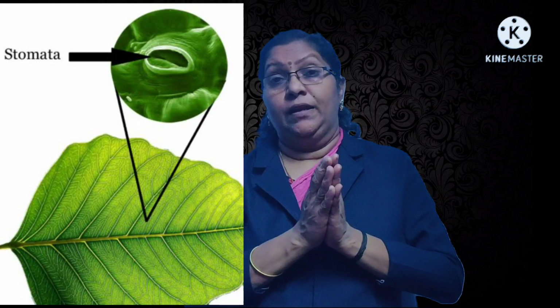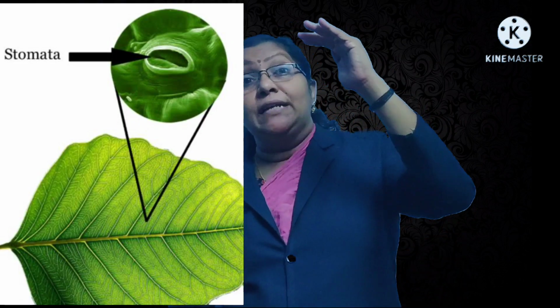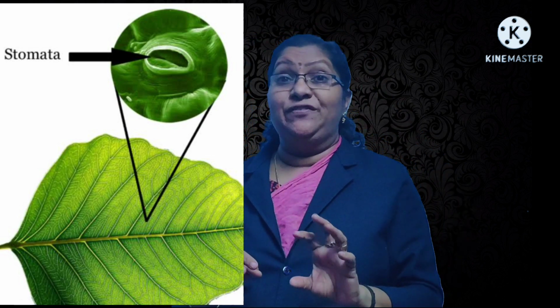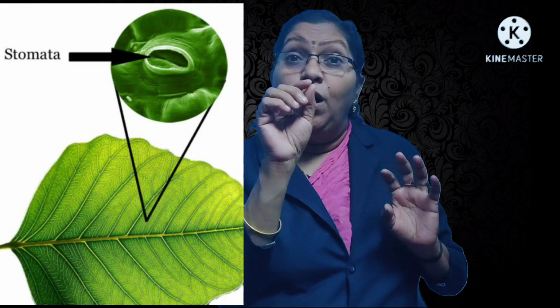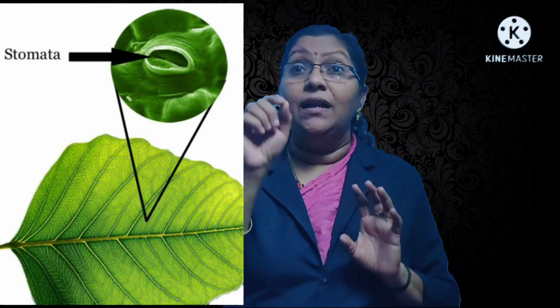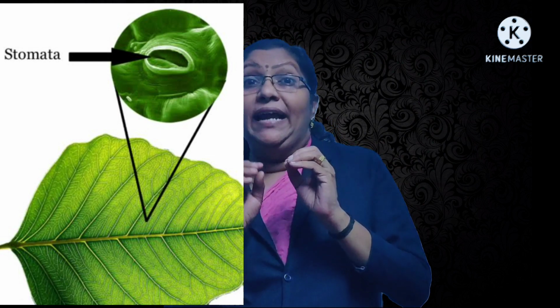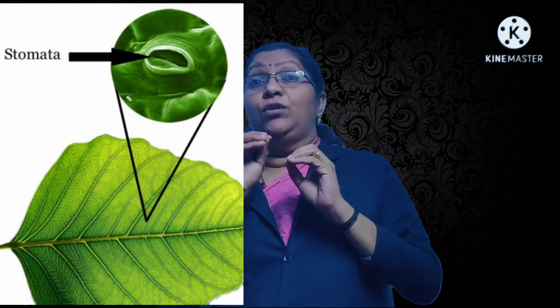Now, again, we'll just look at the structure of the leaf. The leaf lamina, you have seen, is the broader part of the leaf. On the upper surface as well as on the lower surface, they have very small holes. These small pores or holes are called stomata. It is through the stomata that the air goes in and out of the leaf.